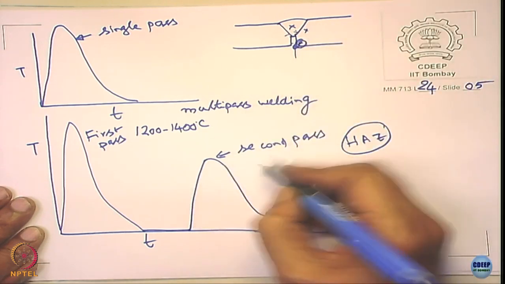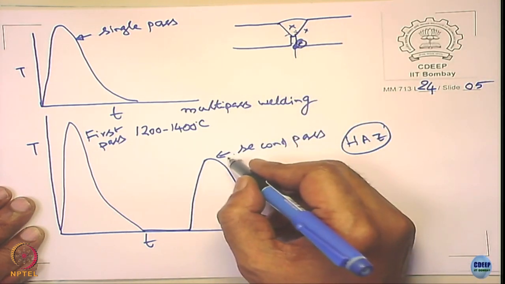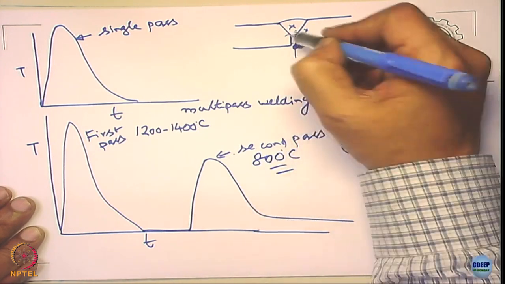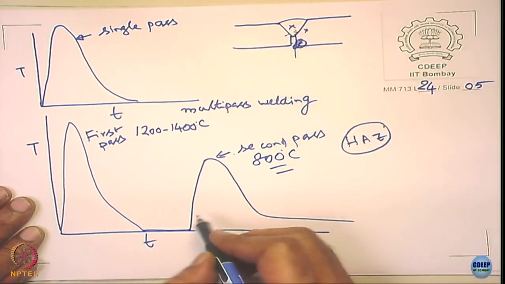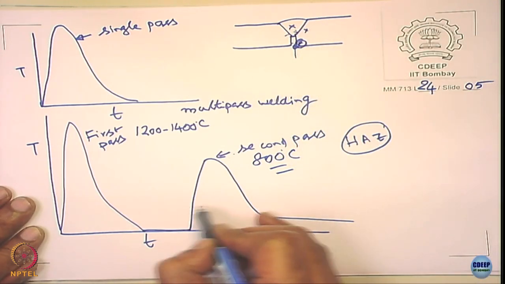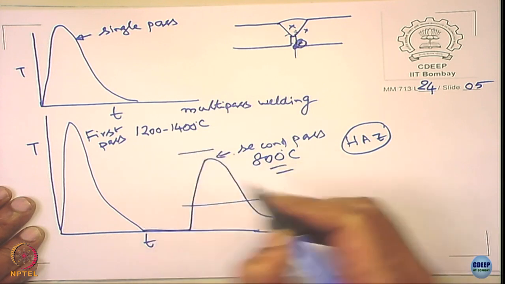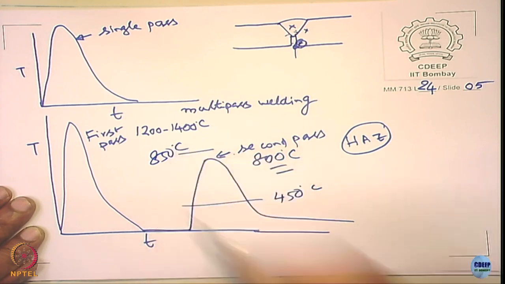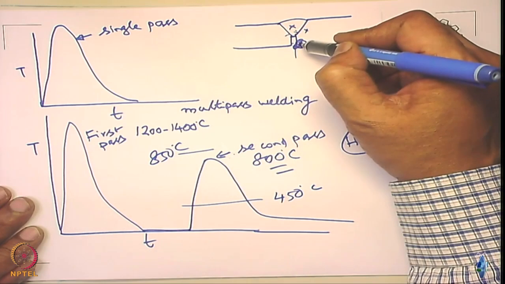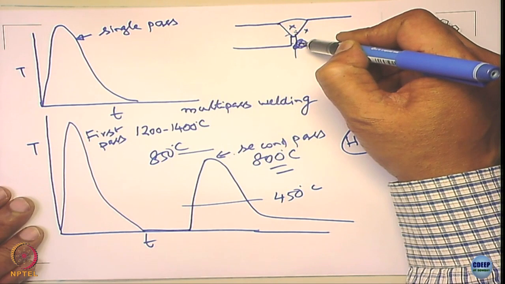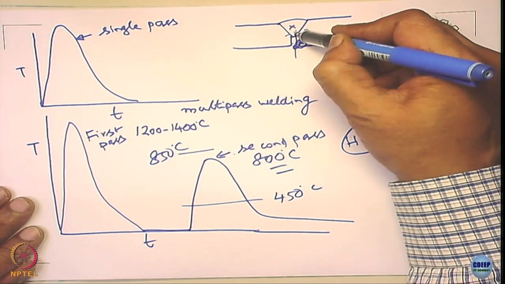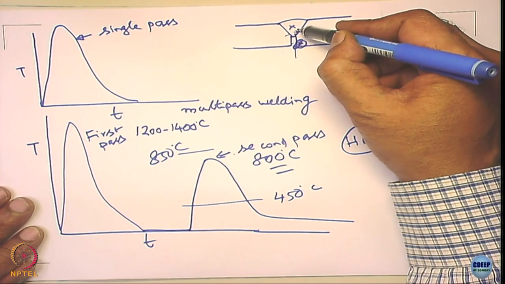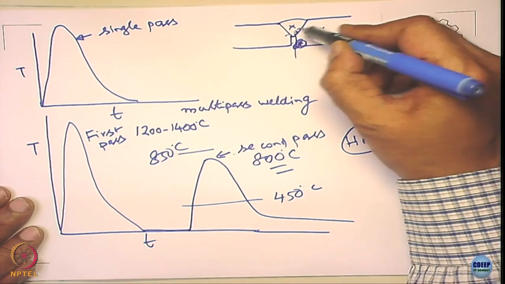So, this temperature is in the range of what? In the range of this, probably it goes around about 800 degrees Celsius, and this temperature region may be 450 and 850 degrees Celsius. So, here it is acting like a heat affected zone for this because it is sufficiently far away from this location, right? This is the heat affected zone for this, right?